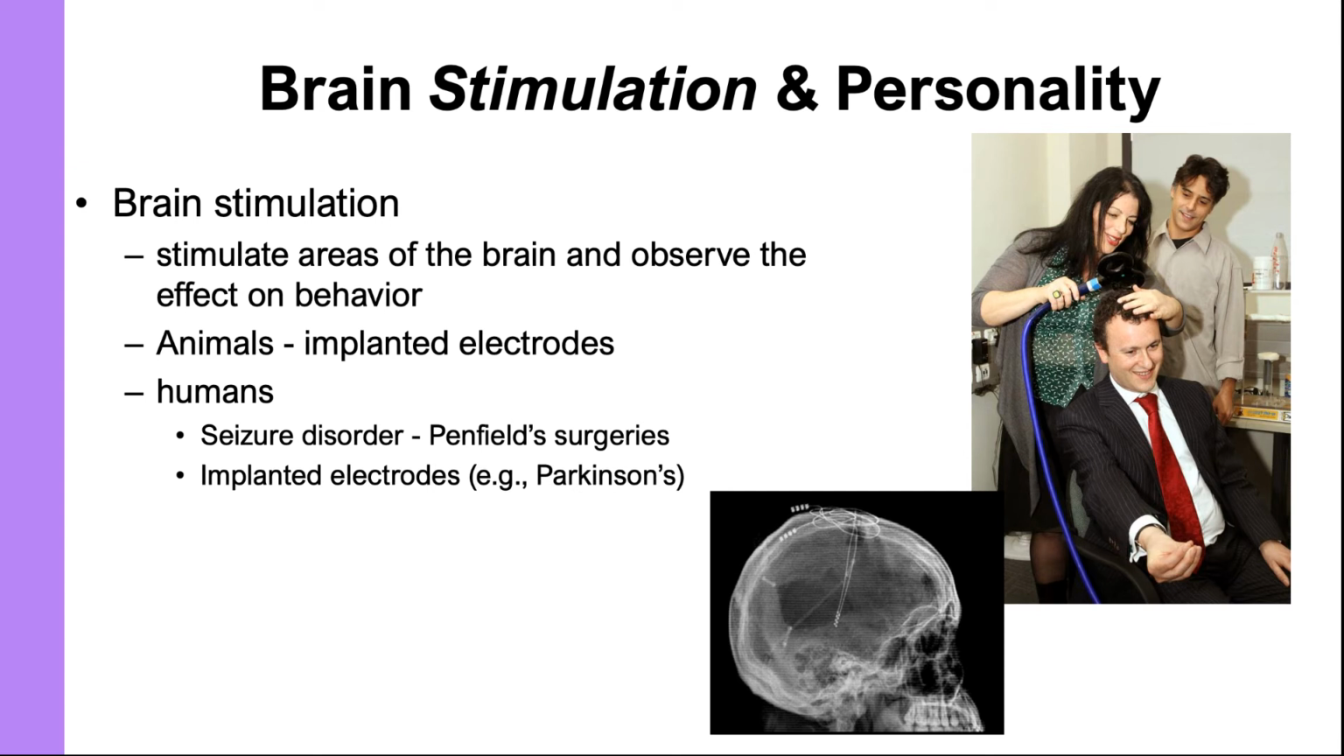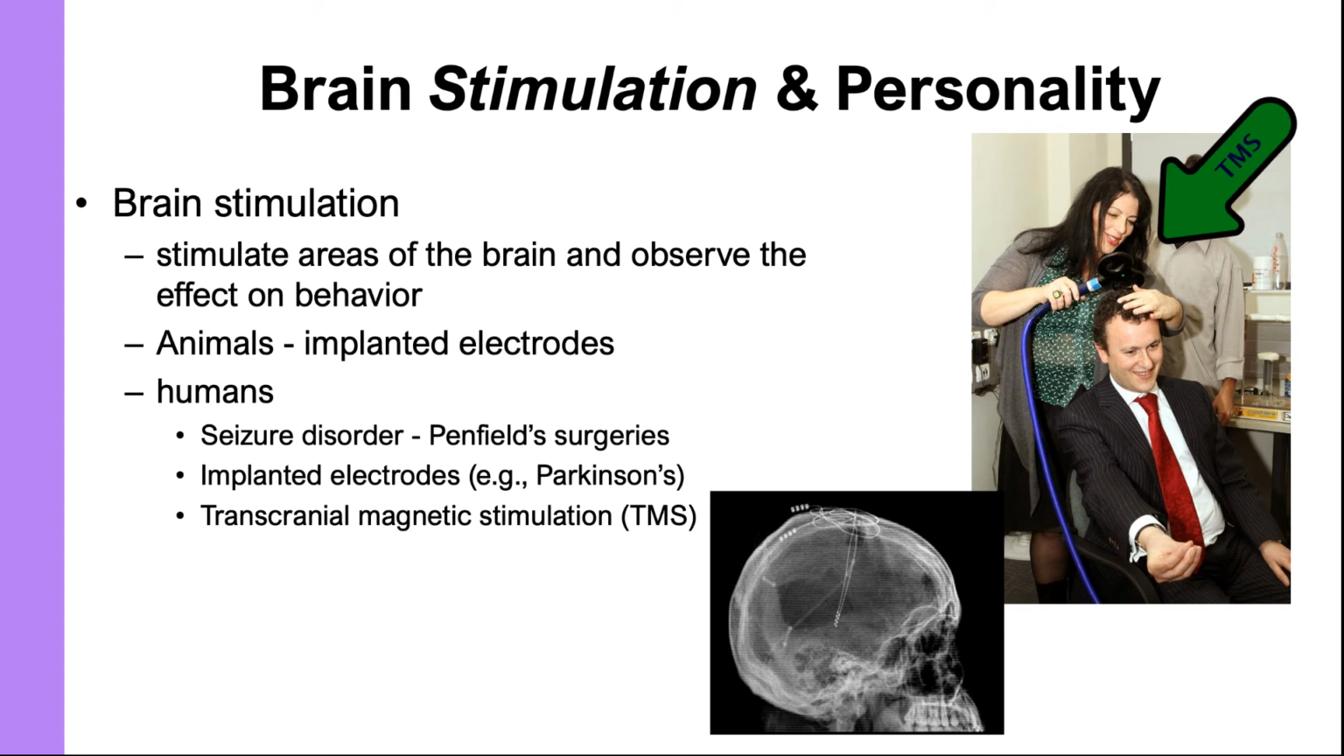I mentioned transcranial magnetic stimulation. That's what's going on over here in this picture. And over here, these are the implanted electrodes that you would find in animals or in patients with Parkinson's disease who've had deep brain stimulation as a treatment.